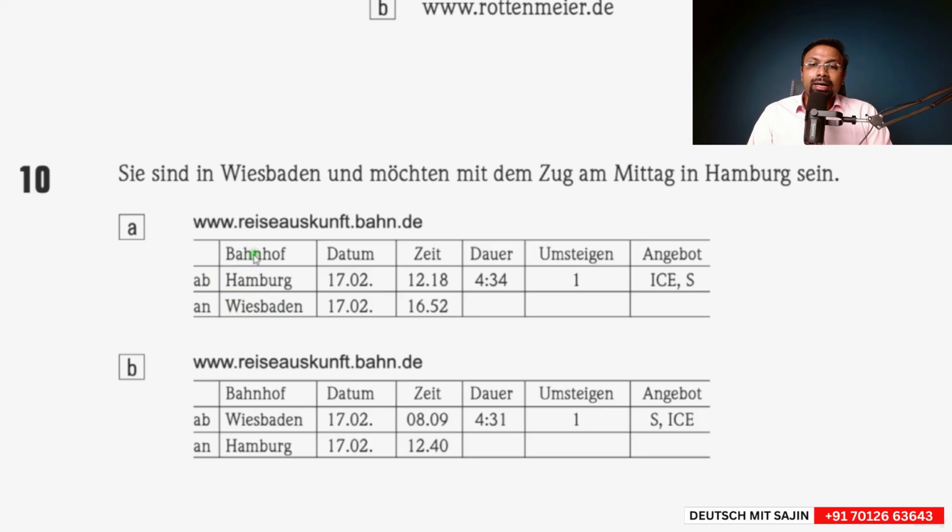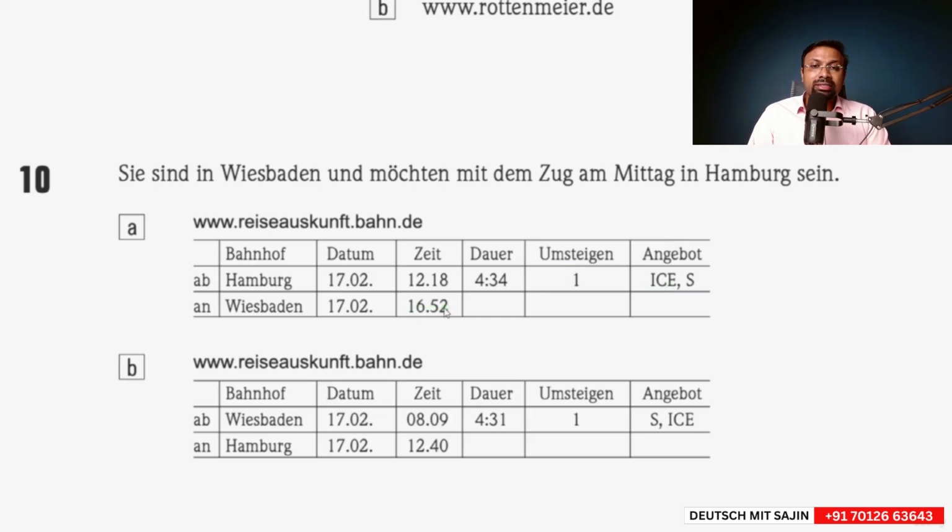Bahnhof is a train station. Datum is the date. Zeit means the time. Dauer means the duration. Umsteigen means changing trains, one time here. And Angebot means the offer, like ICE here, the German high-speed train. So you start in Hamburg and arrive in Wiesbaden at 4:52 p.m.